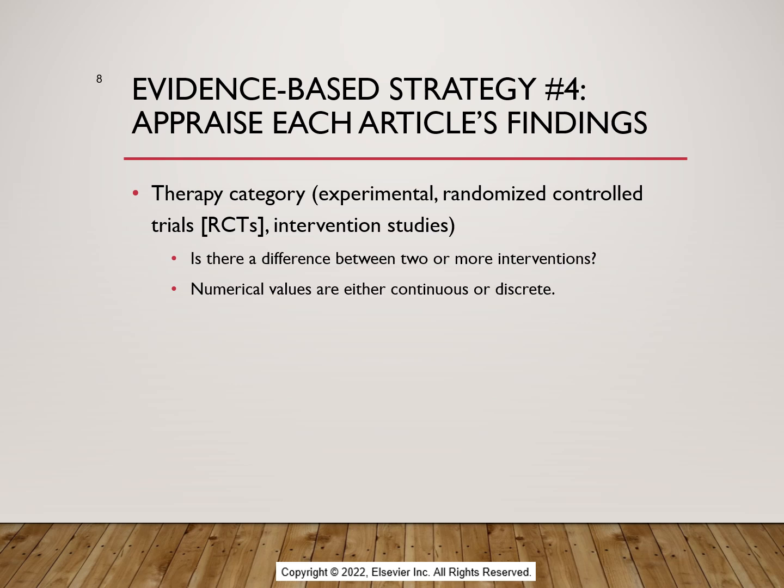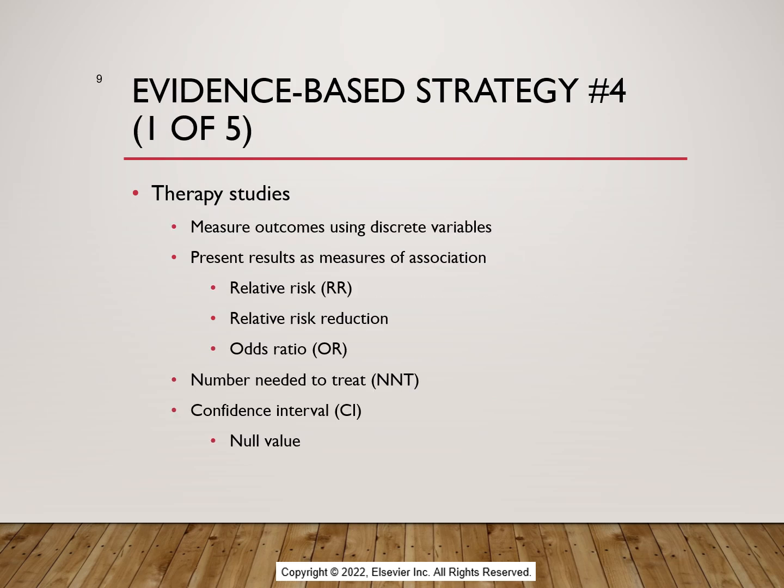So the therapy category, like we discussed earlier, usually experimental randomized control trials or intervention studies. Was there a difference between 2 or more interventions? Are the numerical values continuous or are they discrete? And you can go back and remind yourself what those mean in this chapter in the textbook about statistical analysis and variables.